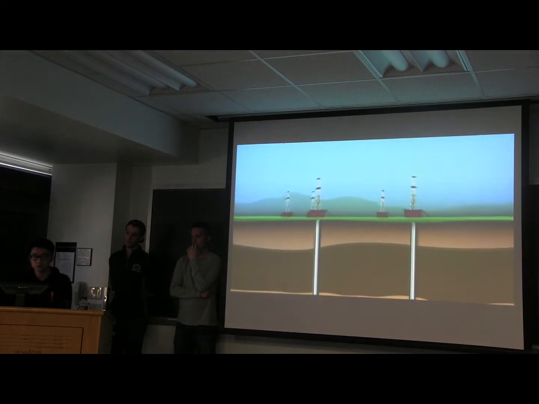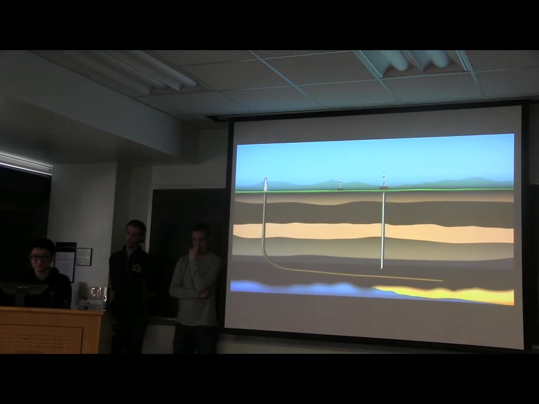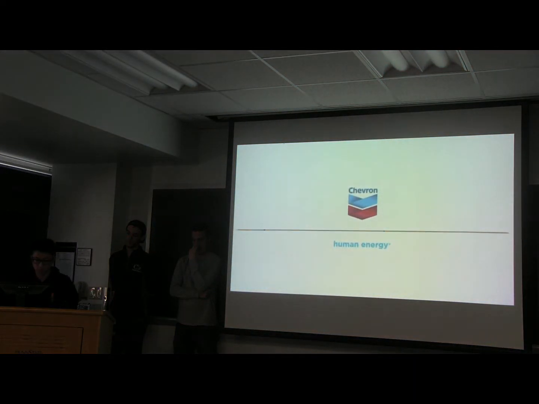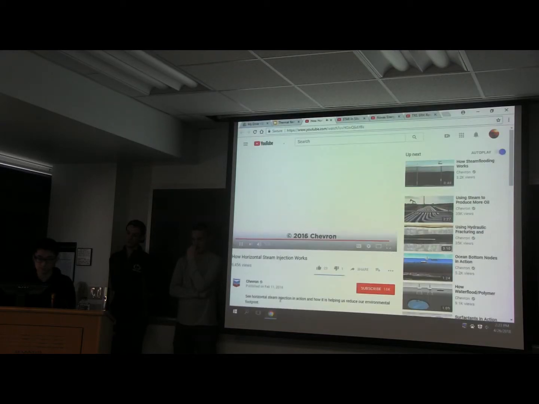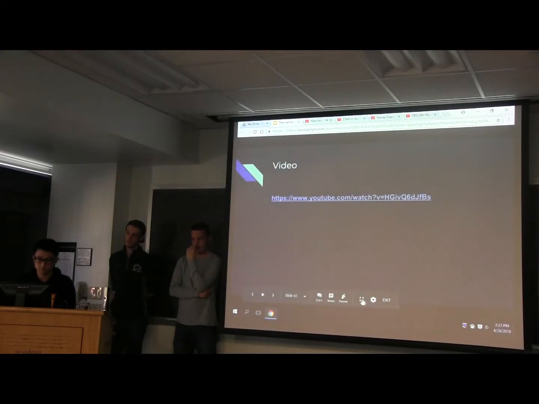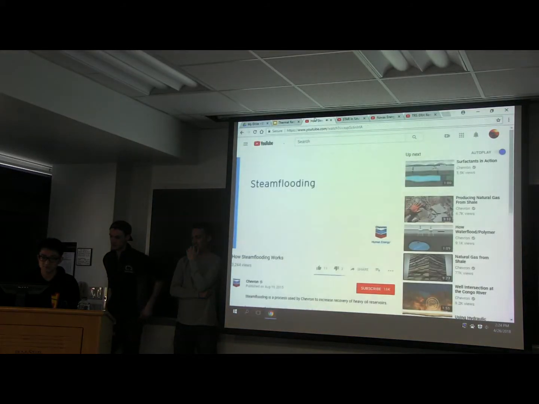This approach efficiently recovers more resources with a smaller environmental footprint than drilling multiple vertical injection wells. It also enables Chevron to develop thin reservoirs, lower costs by eliminating the need for multiple vertical wells, and increases oil response with higher injection rates. Steam flooding is a process used by Chevron to increase recovery from heavy oil reservoirs.